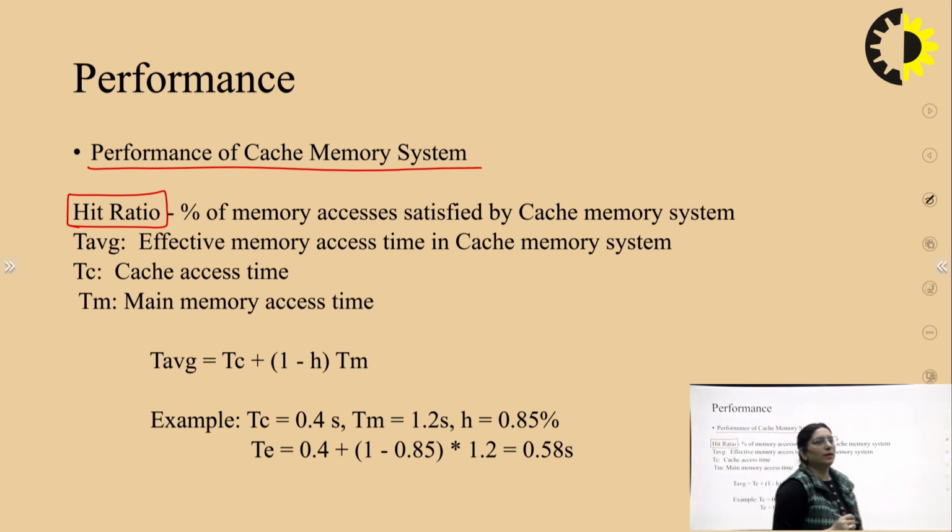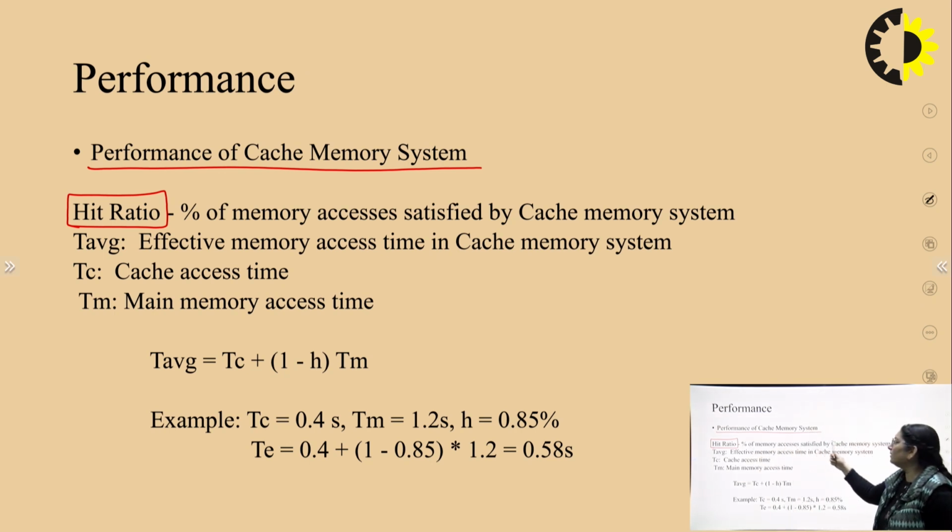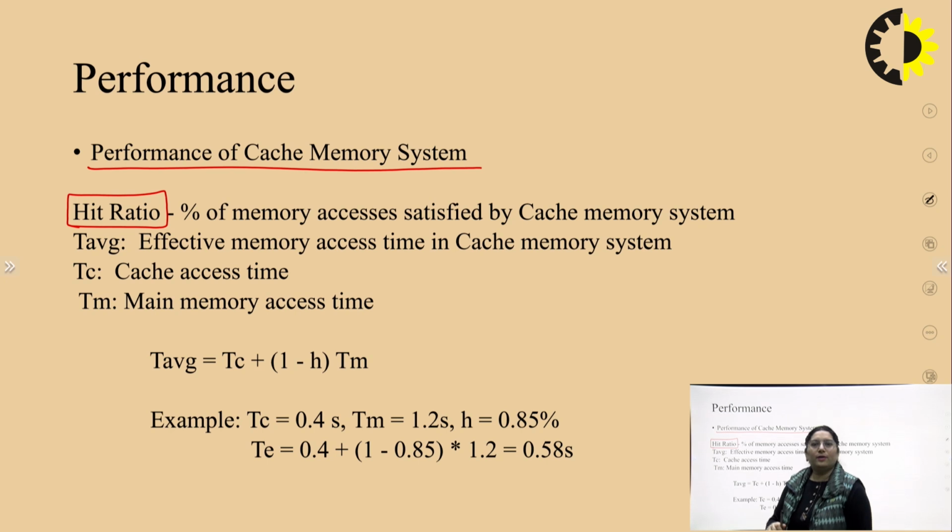Hit ratio. Let's see the definition first. It is the percentage of memory accesses satisfied by the cache memory system. That means the CPU wanted some data, it checked the cache memory and found the data over there. This situation is called a hit.